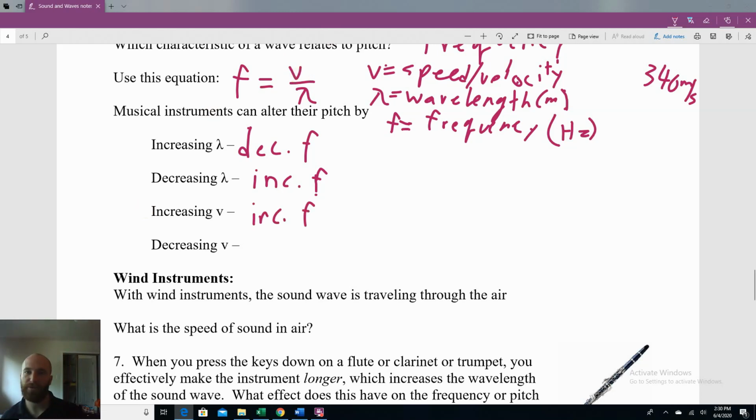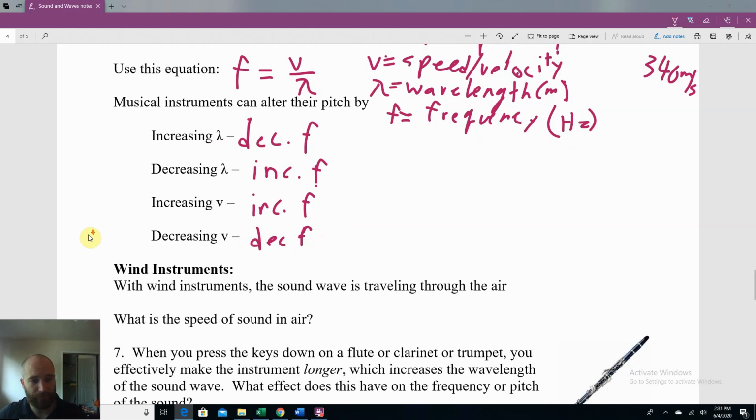So the higher notes on a string instrument, like a guitar or violin, are the ones where the sound moves very quickly through it. Decreasing speed, so the ones where sound moves a little bit slower, would produce your lower notes. So this decreases the frequency. And again, if you have a smaller number on top of our fraction, you'll get a smaller frequency. So these are the things we can do to an instrument to change the frequency that it produces, to change the note that it produces.